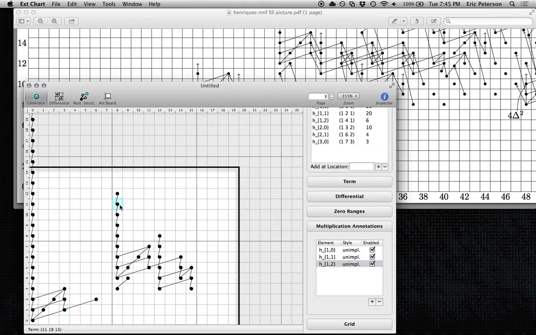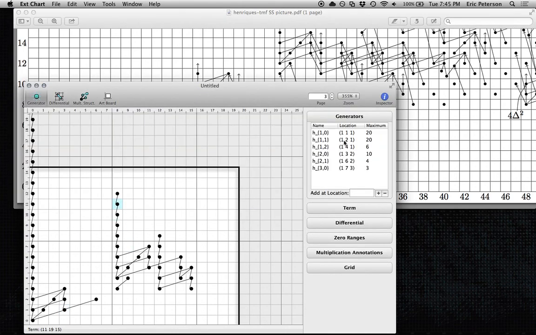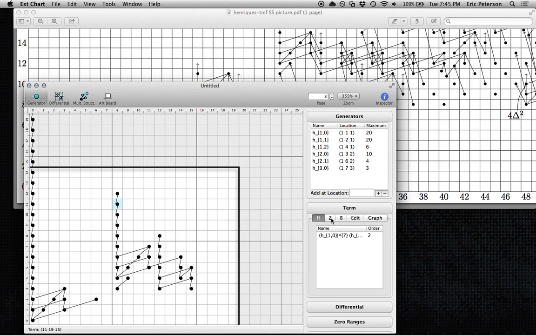So again, in more complicated positions, Ext Chart is still happy to tell you about exactly what classes live here. So by this page, in each position, there's only one homology class. But if you flip back to other positions, you can see that there's a complicated structure of what the subspaces of cycles and boundaries are at any particular position.